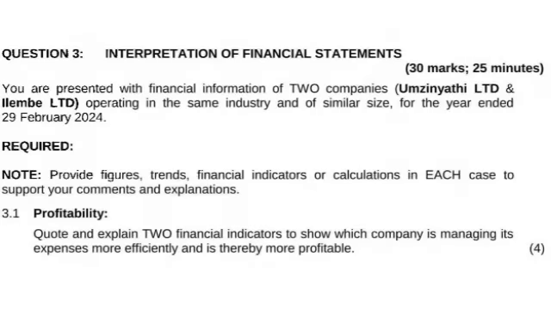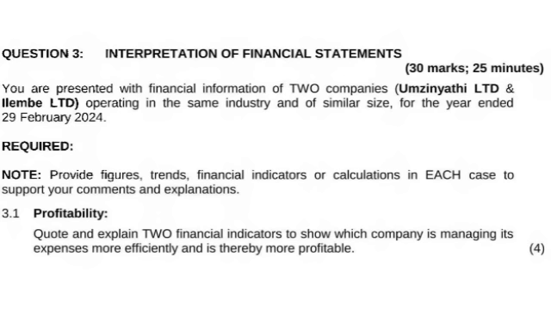So let's look at a question in question 3 of that same KwaZulu-Natal paper for the 2024 preparatory examination. We see that you are presented with financial information of two companies. We have Umzinyati Ltd and Ilembe Ltd operating in the same industry of a similar size for the year ended 29 February 2024. Note: provide figures, trends, financial indicators, or calculations in each case to support your comment and explanation.